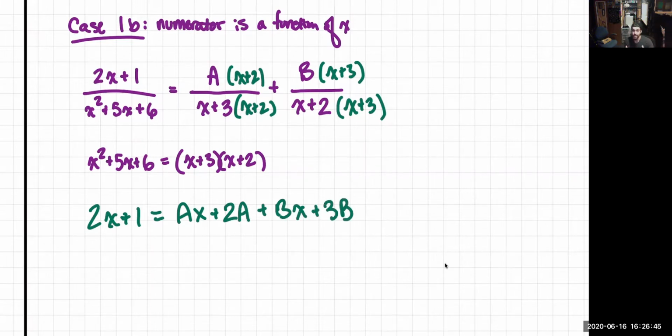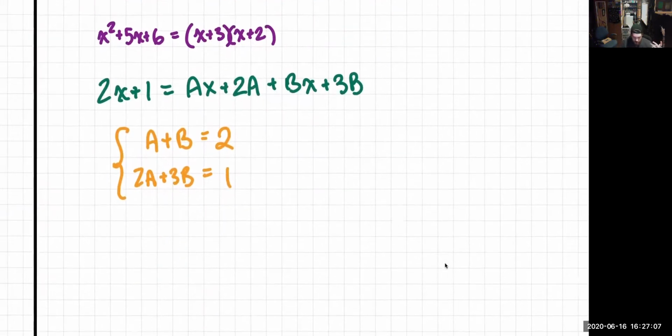We'll pair the x's, we'll pair the constants. So this means ax plus bx has to equal 2x. So that means a plus b equals 2. The second equation in our system is that 2a plus 3b has to equal 1. Now we'll just solve this like a system.